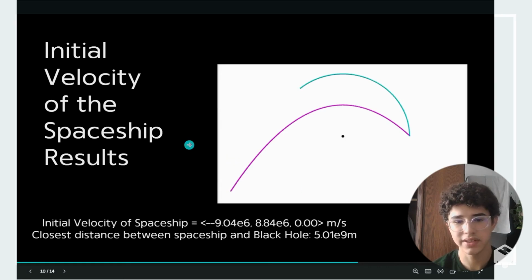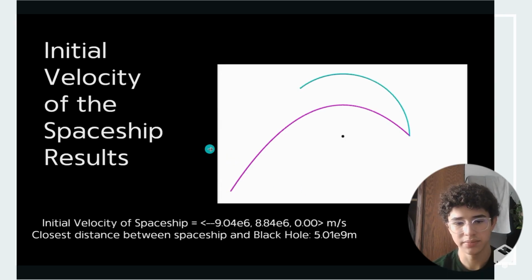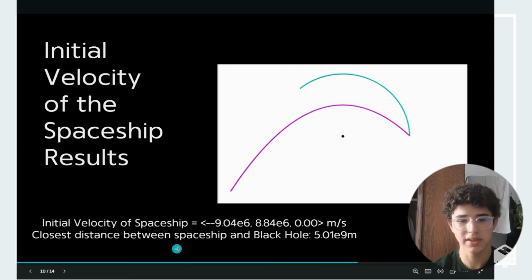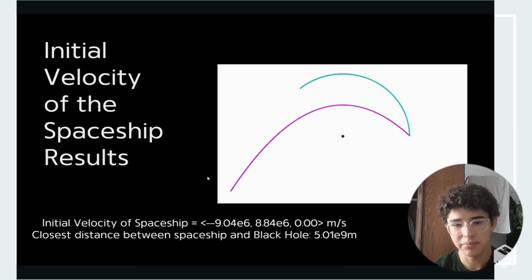So then here's the findings that I got. That should be a 1 negative, but the initial velocity of the spaceship being negative 9.04 e to the 6, 8.84 e to the 6 in the y component, and then 0 in the z component, in meters per second. And the closest distance between the spaceship and the black hole I found to be 5.01 e to the 9 meters.